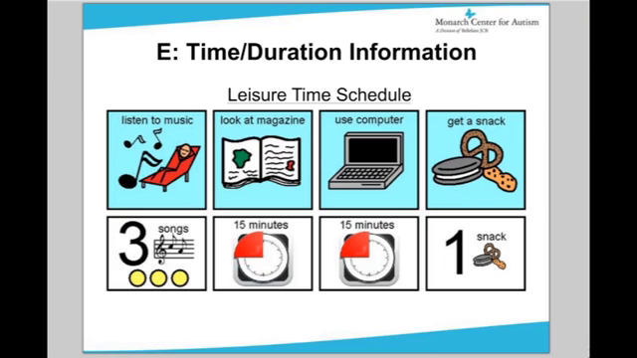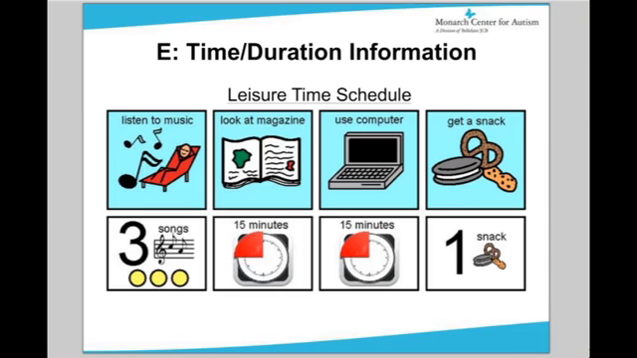So for some kids, they're going to see a schedule with just the information on the top, and they're not going to understand, well, how long do I listen to music for? How long should I look at the magazine or use the computer? And so adding duration information or quantitative information can help with that. They can see, oh, I listened to 3 songs, maybe even have a spot for them to check off, I've listened to 3 songs. Then I look at a magazine for 15 minutes. I use the computer 15 minutes, and then I get a snack. How many snacks do I get?